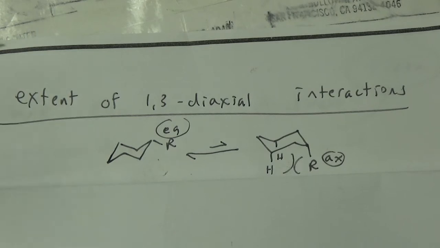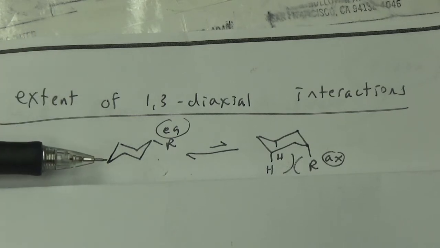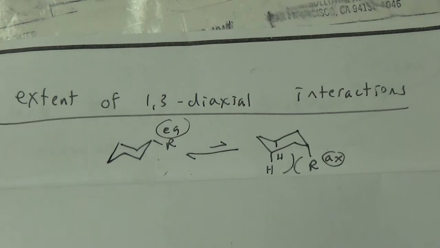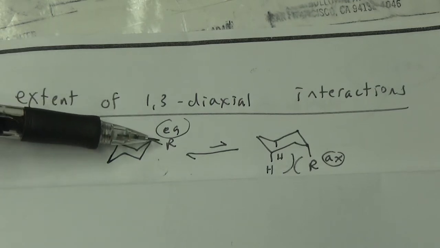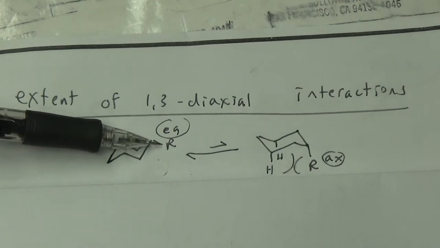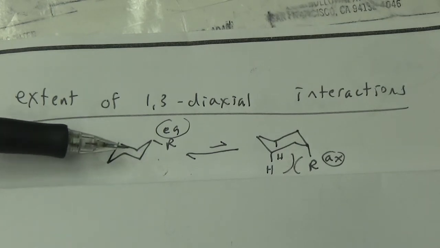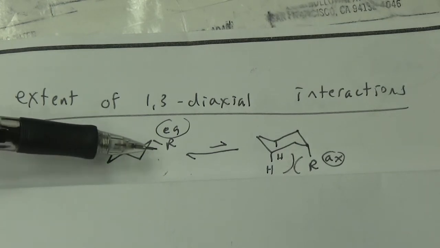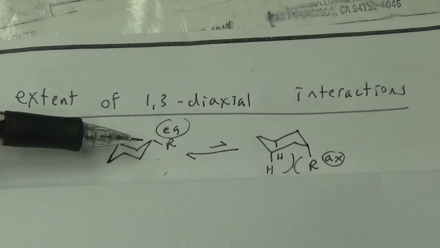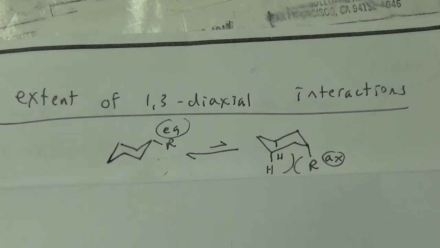What if you have two different things, like one on one side, one on the other? Then you have a competition because the larger one will want to be equatorial, right? The larger one will want to be equatorial. And so if you have a really huge one on one side, and maybe a smaller one on the other, then if one's axial and one's equatorial, the larger one will really want to be equatorial. That makes sense, right? Okay.